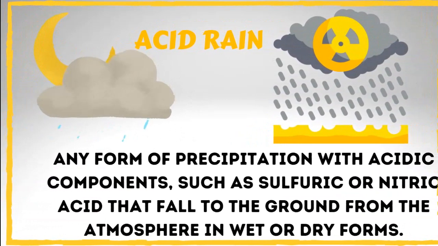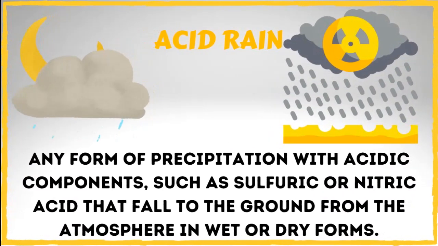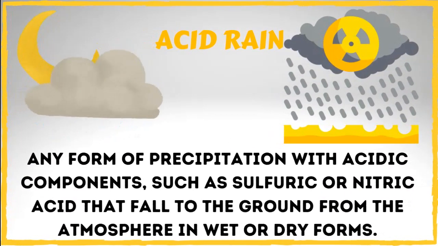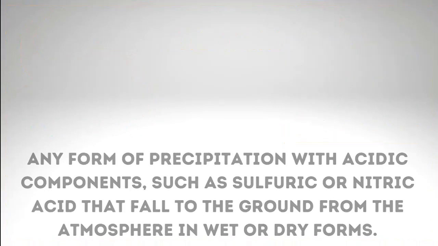It is any form of precipitation with acidic components such as sulfuric acid or nitric acid that fall to the ground from the atmosphere, either in the wet or dry forms. It means that it has elevated levels of hydrogen ions or low pH. Precipitation is any liquid or frozen water that forms in the atmosphere and falls back to the earth. It comes in many forms like rain, sleet, and snow.